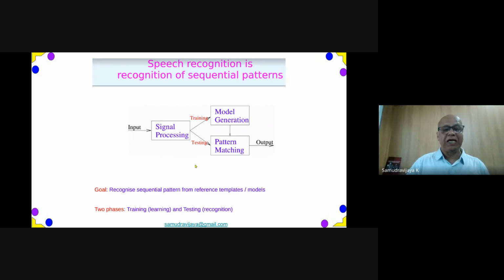Now, a typical speech recognition is a pattern recognition. A pattern recognition is a recognition of a sequential pattern. What is a sequential pattern? Why is it a sequential pattern? It is the sequence of speech sounds. It's a pattern recognition model.